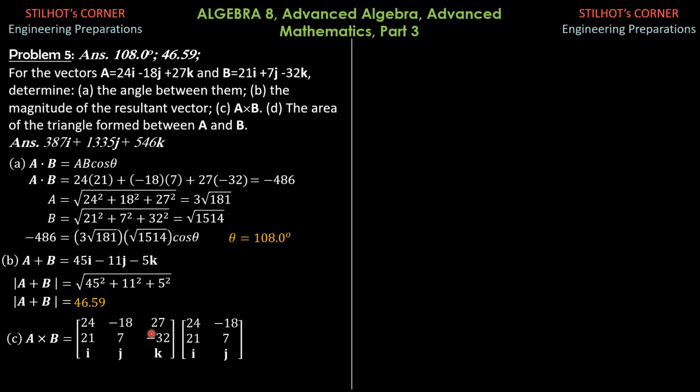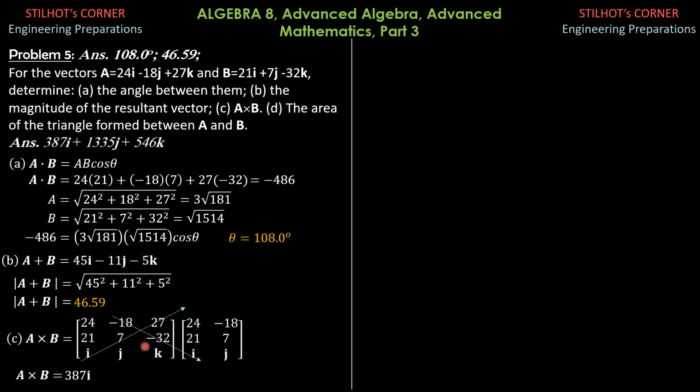So for I, negative 18 times negative 32 times I, that's positive 18 times 32, then minus the product in that direction, diagonal in that direction. So 18 times 32 minus 7 times 27 I, and that is equal to 387 I. Then for J, 27 times 21, that's positive. Then minus negative 32 times 24. So minus of negative value is positive.